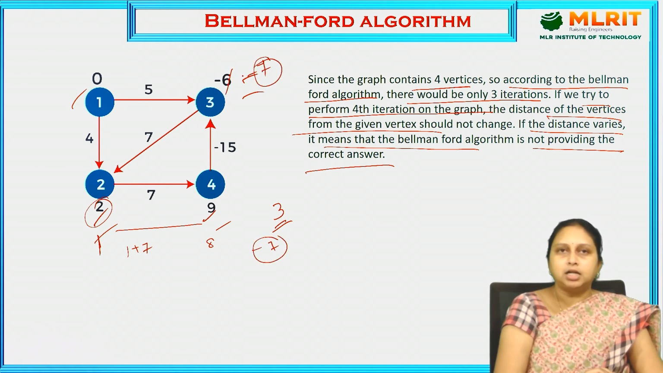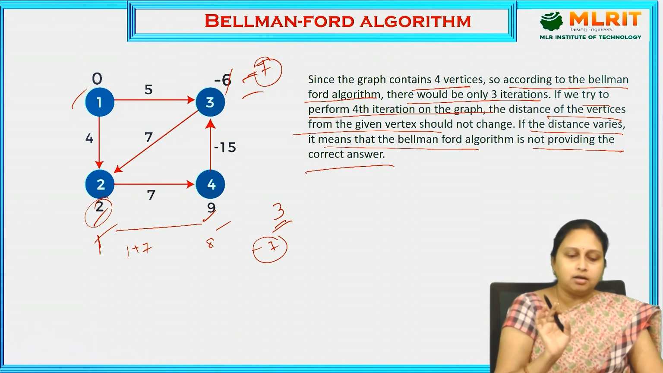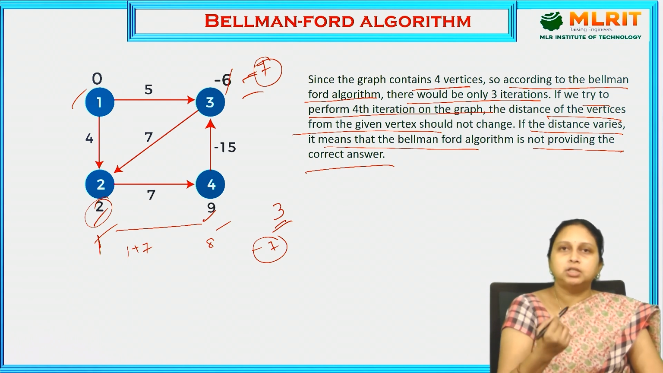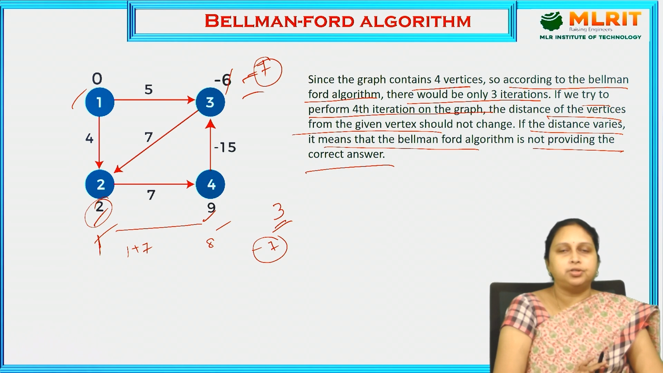After the third iteration, there should not be any change. That will give you the correct answer in the Bellman-Ford algorithm. But here, in the 4th iteration also, the values are changing. Because of this, it is not producing the correct answer.